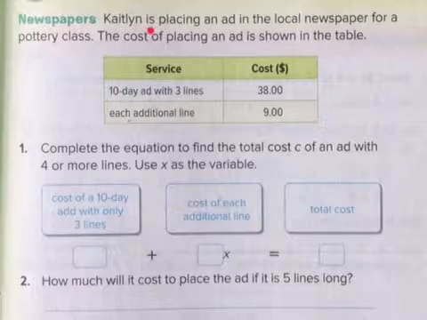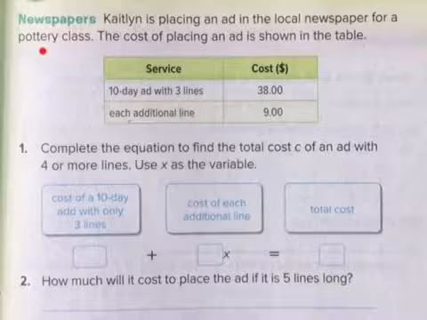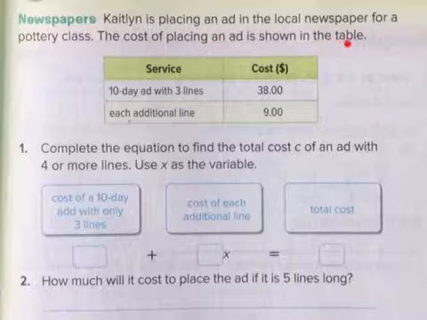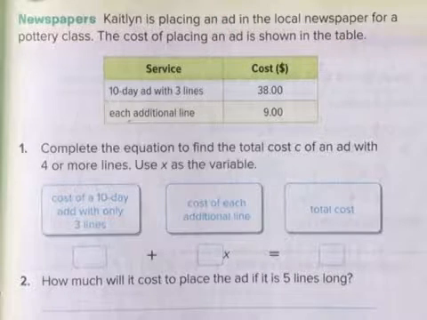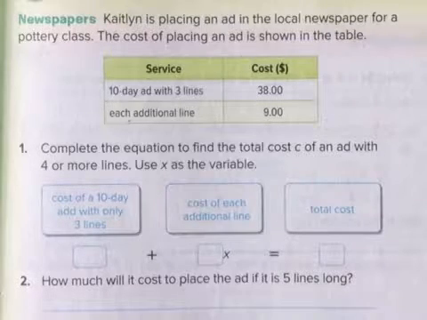Newspapers. Caitlin is placing an ad in the local newspaper for a pottery class. The cost of placing an ad is shown in the table. An ad is like an advertisement, and she's putting it in the newspaper for a pottery class. And these are the prices.